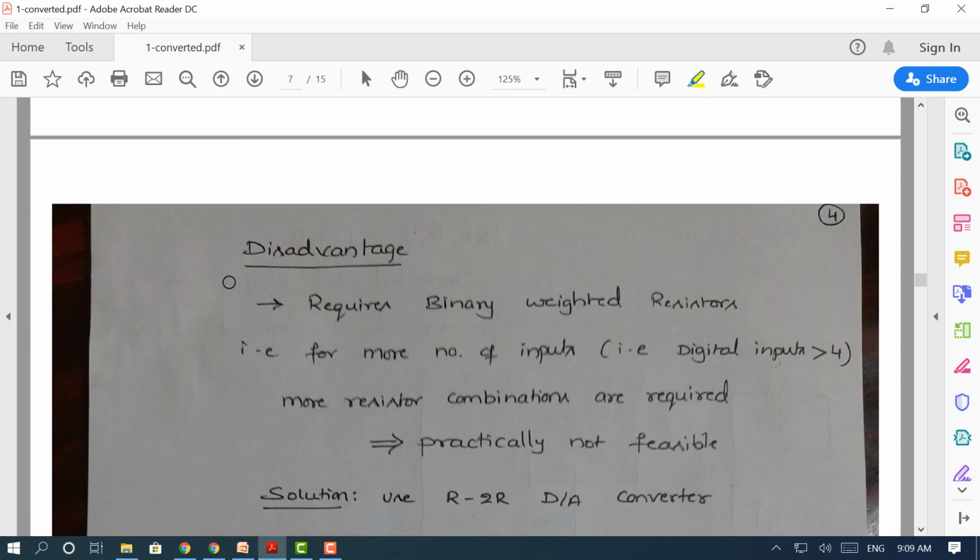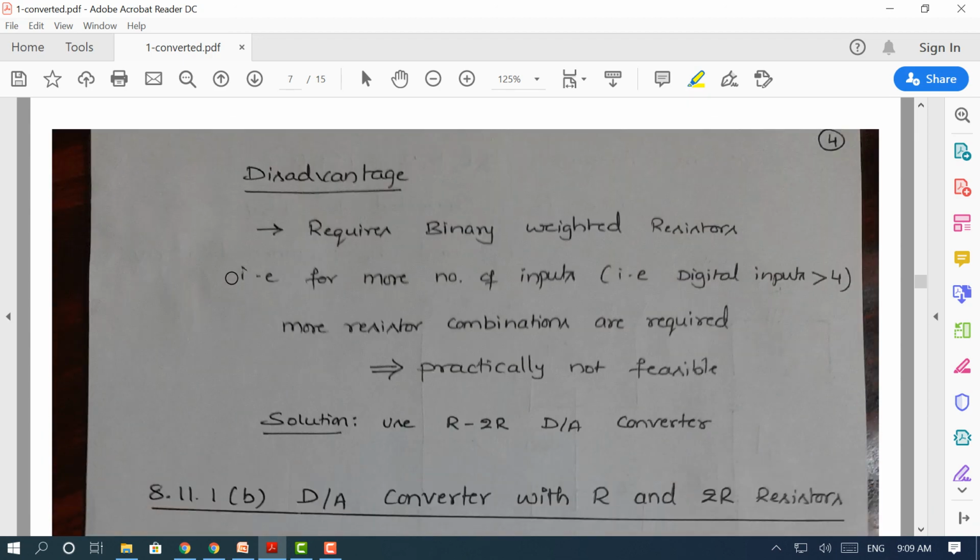Now let's see a few disadvantages of this binary weighted resistor type DAC. The main drawback is the resistors themselves. It requires binary weighted resistors. We have seen that the binary weighted resistors are R by 2, R by 4, R by 8, which we have used. Choosing those resistor values is very difficult.